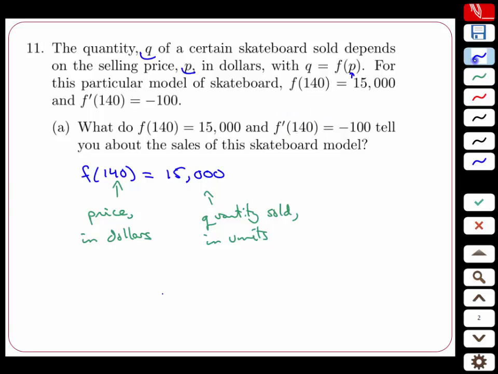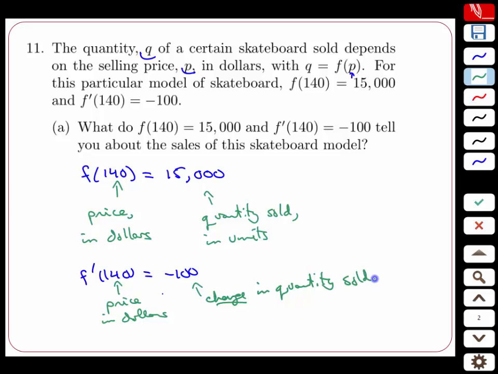It's a little more subtle, but fortunately it has a very similar framework. Again, the input is a price in dollars, and from that price we get the change in quantity sold. Remember, derivatives are about rate of change. And in units, let's actually express this as words. In units per dollar of the input, so dollar of price.